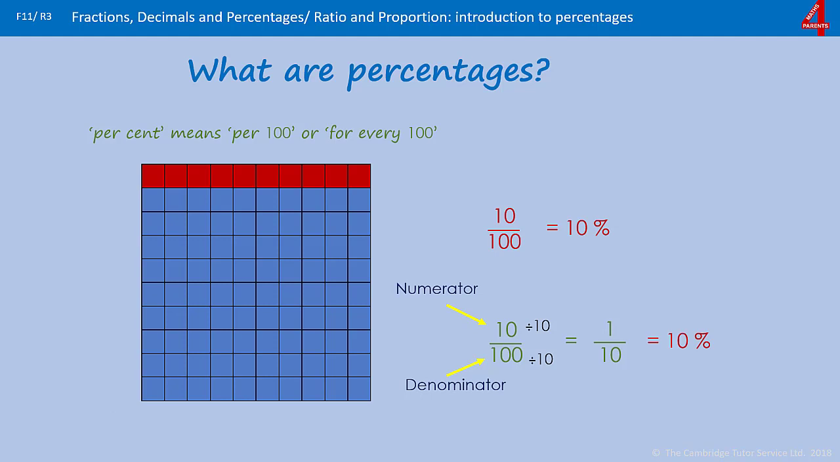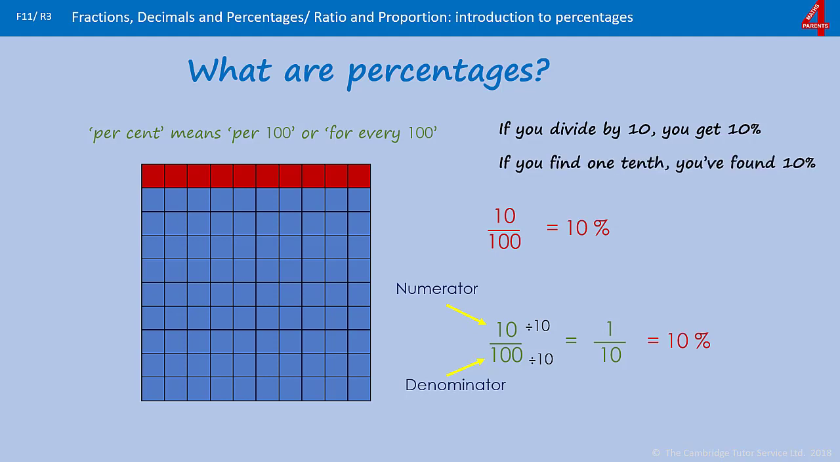It's worth remembering that whenever you divide a number by 10, you've found 10%. And relating that to fractions, when you find 1/10 of something, you have found 10%. It makes life a lot easier if you can remember this.